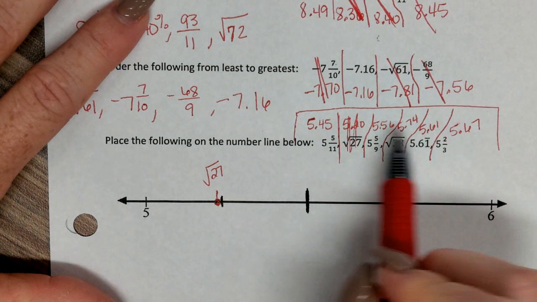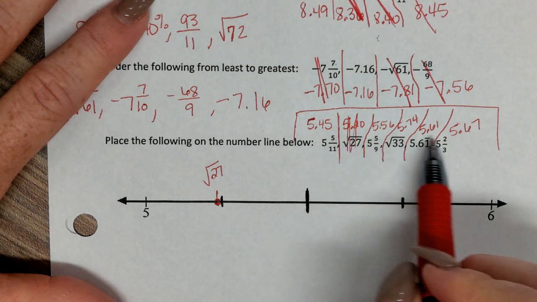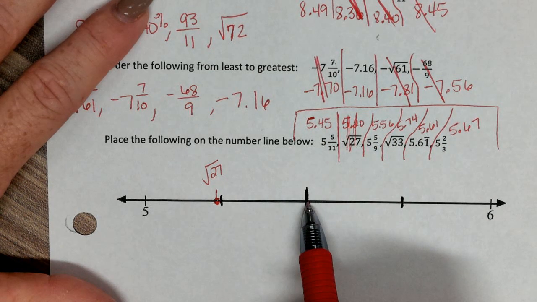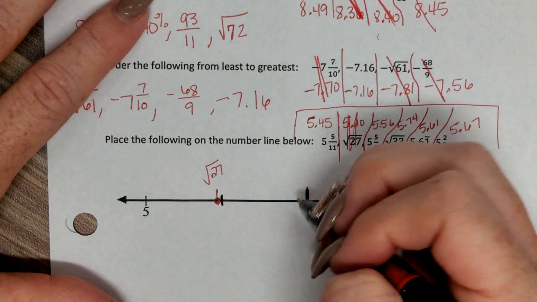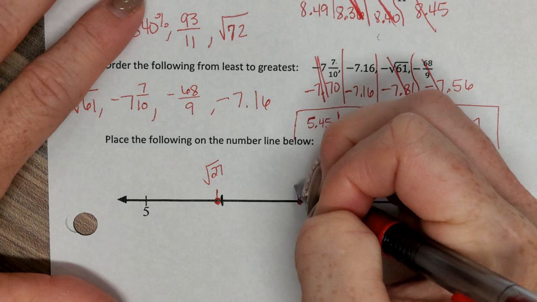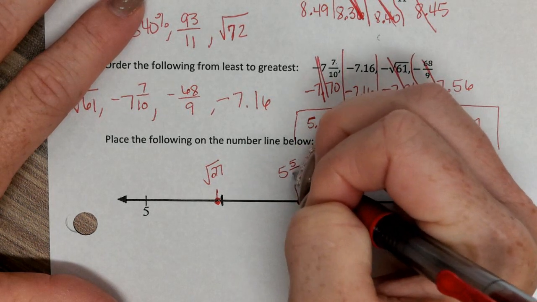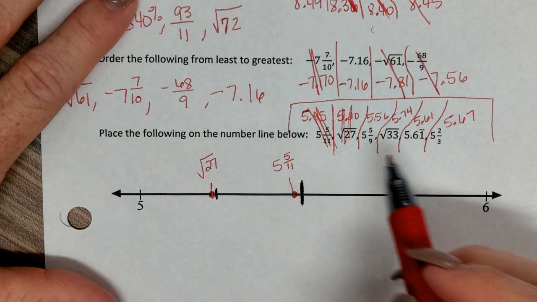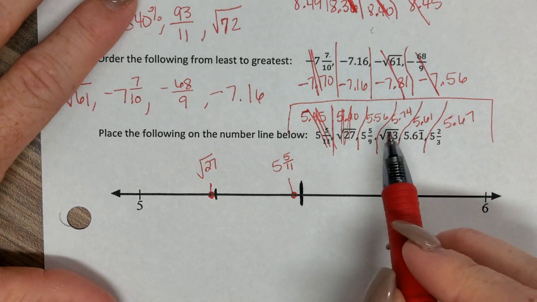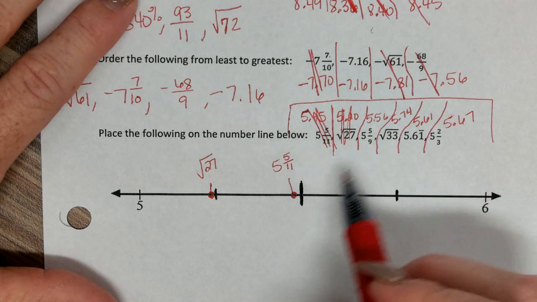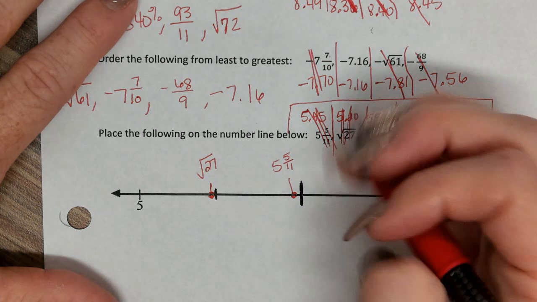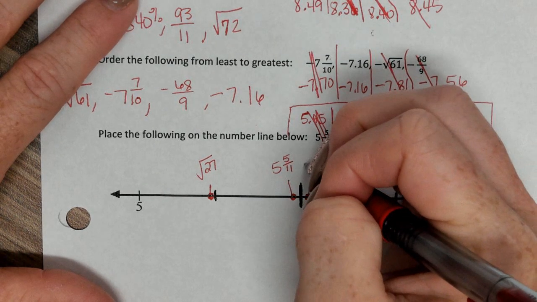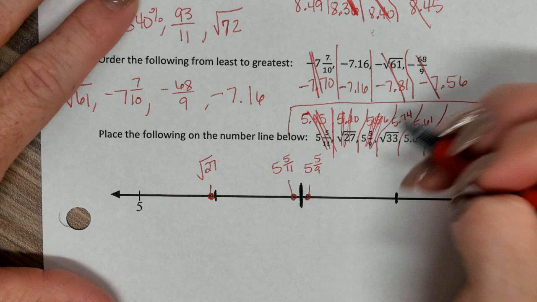Which one's the next least? 5.45. Where would that be close to? Here's $5.50. So $5.45 is going to be right to the left of that, and I'm going to call that 5 and 5/11. Mark it off that I did it. Which one is now the least? $5.56. If this is $5.50, $5.56 is going to be right next door to the right of it. So 5 and 5/9. Mark it off that you did it.